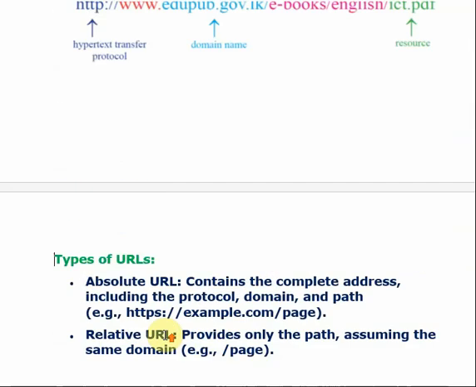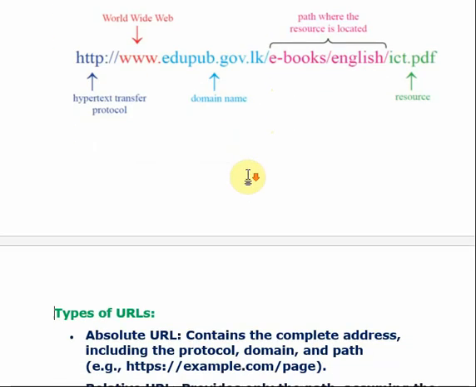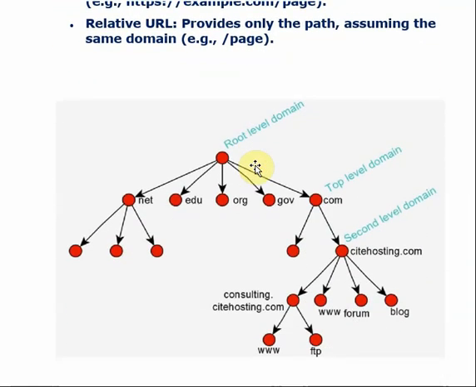Now see here, it is clearly indicating the friendly name given, education publication, and it is registered under government, and the government is registered under the LK country code. So this is actually a top level country code domain. This also is top level. This is actually the second level, right? Now it is very clear what the URL is, what the protocol is, what the path is, and the domain name, right? Stay tuned for the next video.